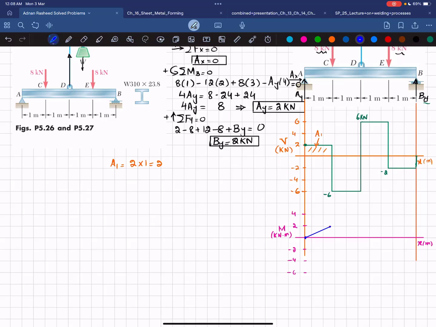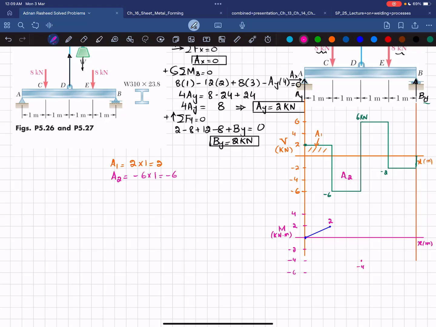Now the second area is A2, and you can see this A2 is equal to this height, which is minus 6, multiplied by length 1. So minus 6 multiplied by 1 will give you minus 6. Here we have 2 kilonewton, so 2 minus 6 will give you minus 4. So at this point, your bending moment will be minus 4.